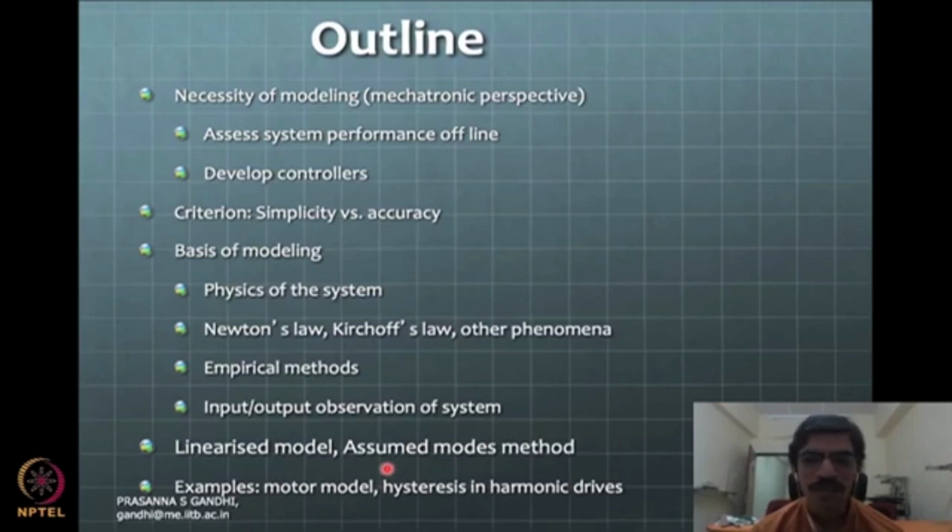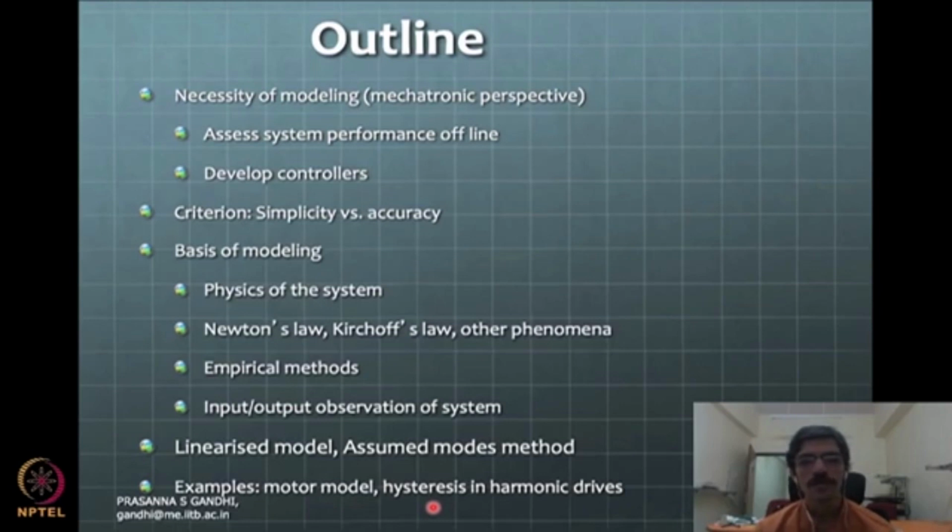It's a vast domain, but we are going to look at a part of it which is most important for many motion based mechatronic systems. We'll not get into thermal systems or fluid based systems too much, but will focus mainly on motion based systems, and we'll see particularly the motor model. If we get a chance, we'll also see hysteresis modeling in harmonic drive systems based on empirical methods, rather than the pure physics of the system.